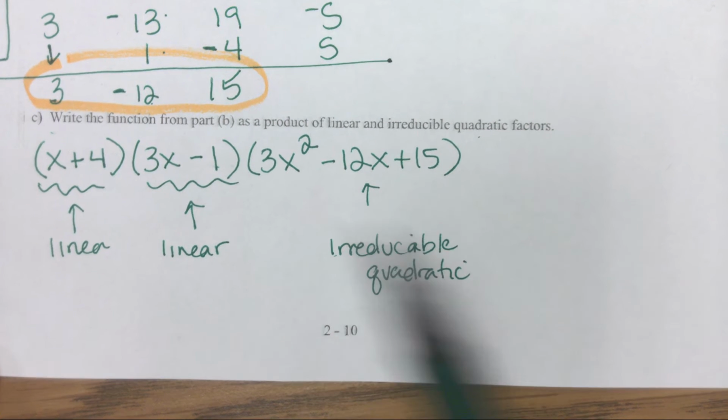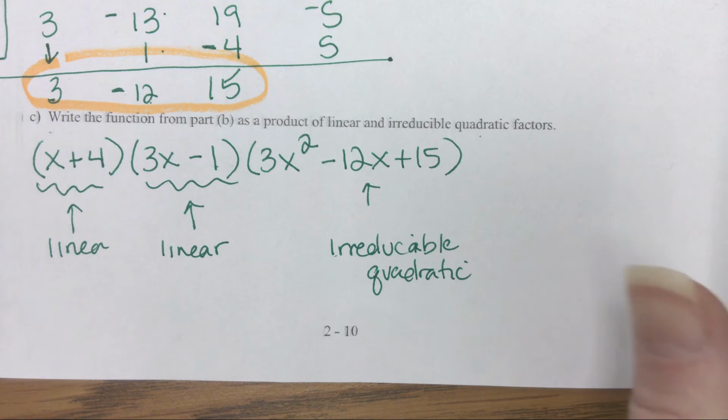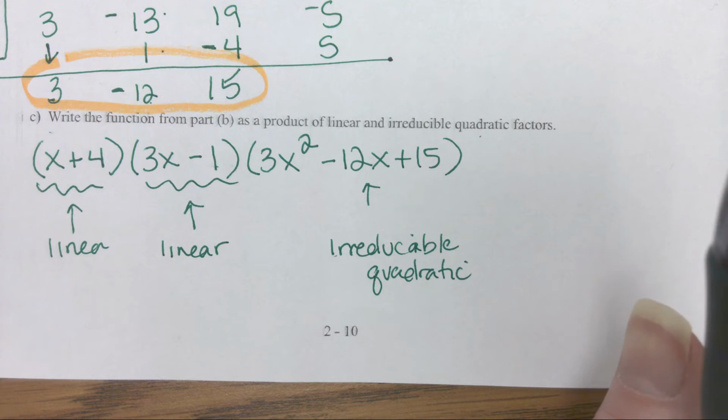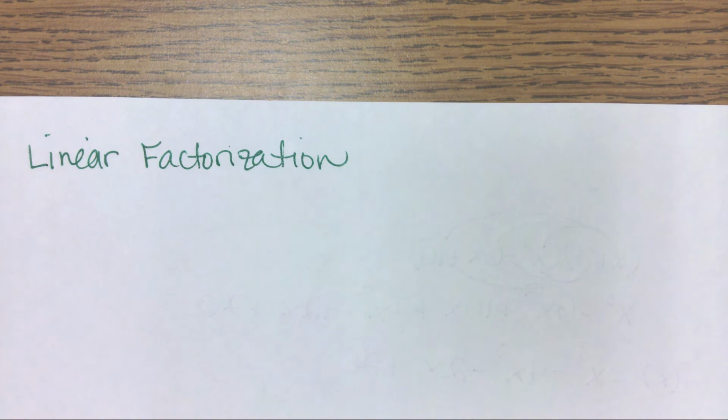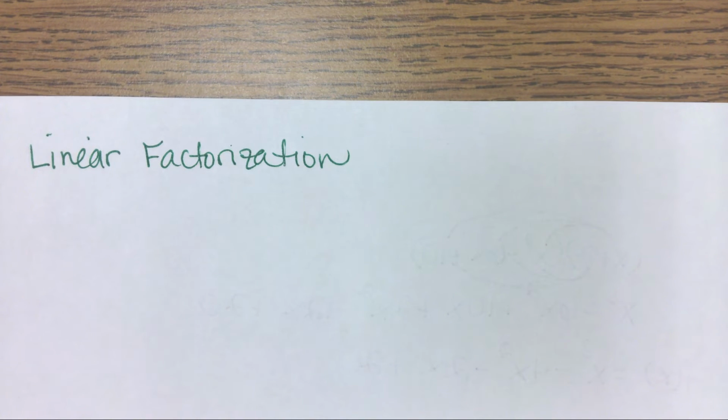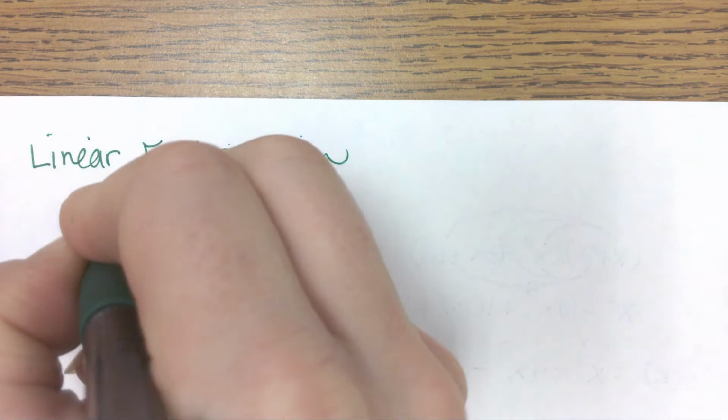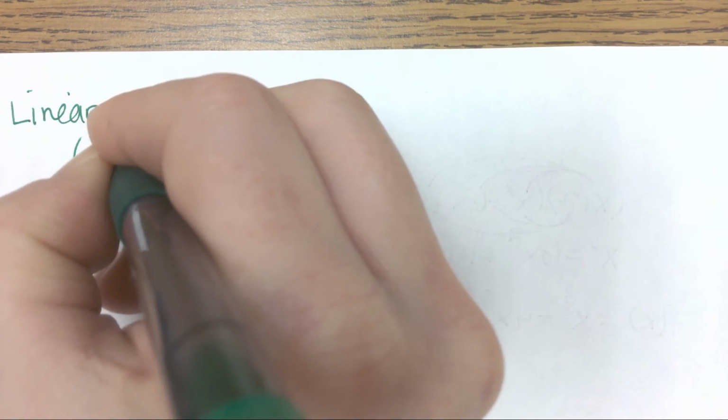Okay, the last thing that we're going to do, and you're going to just flip this over on the back, is go one step further. And the one step further is to go all the way down to the linear factorization. That's what this is called. So I'm going to go ahead and write down my stuff so I don't have to keep flipping back and forth.